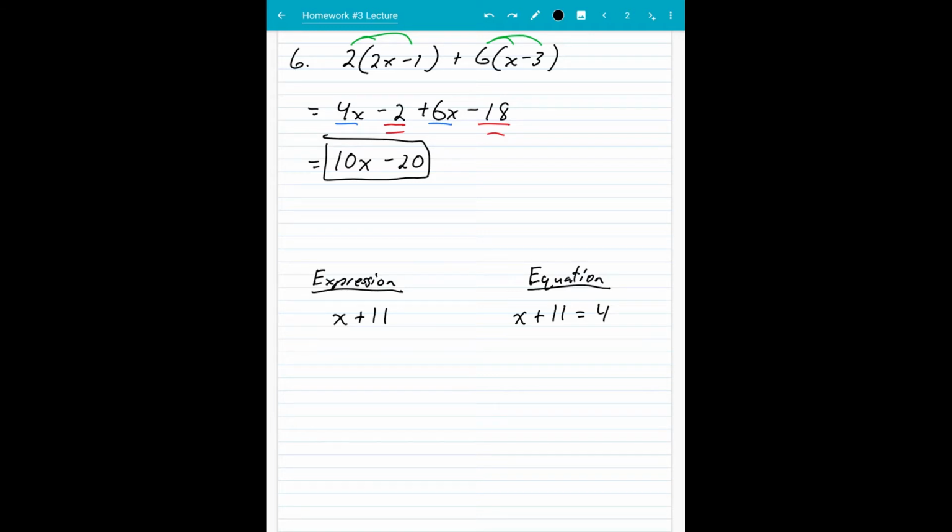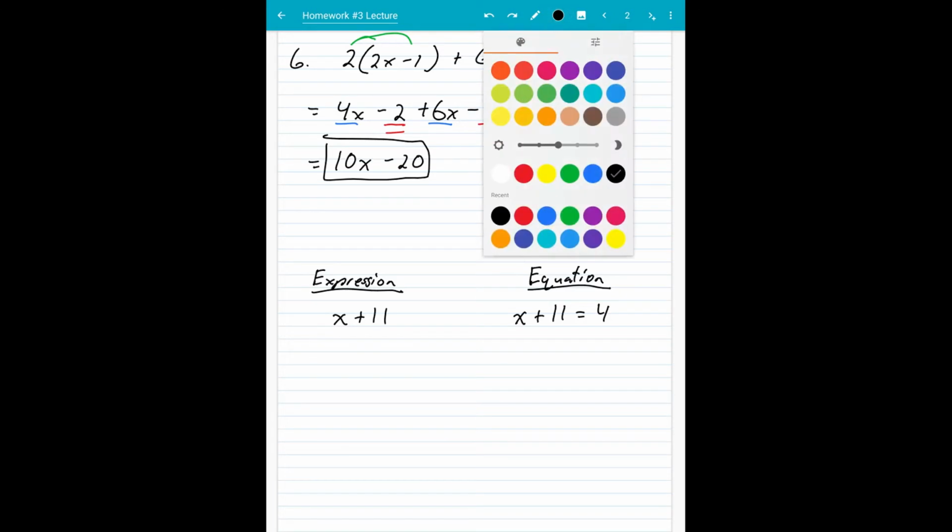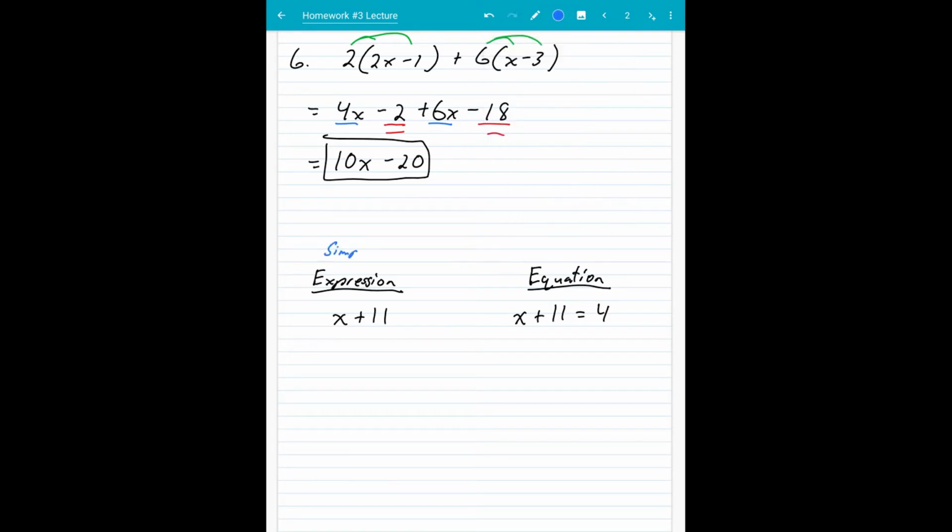So with expressions, we're usually going to simplify expressions like we just did above. Usually there'll be simplification processes. For equations, we usually want to solve them. And what that means is we try to find a number right here that makes the equation true, meaning what number plus 11 makes it equal to 4.